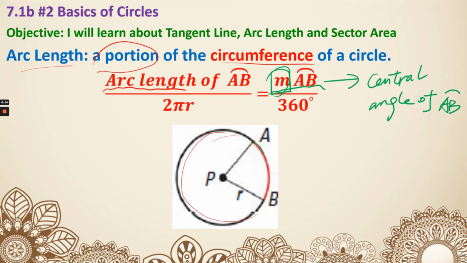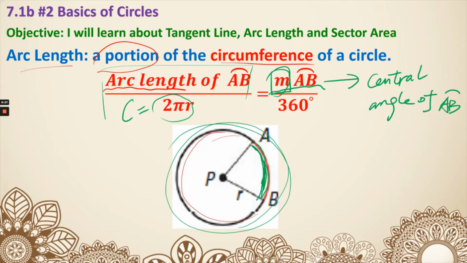So arc length is right here. We're talking about this little arc AB. And 2 pi r, if you recall, is the circumference. So on the left side, we're basically comparing this little portion to the whole circle. And that is the same as this central angle right there compared to the whole circle, which is 360 degrees. That's why on the right side, the ratio is the small central angle compared to 360 degrees, which corresponds with the circumference of the circle.